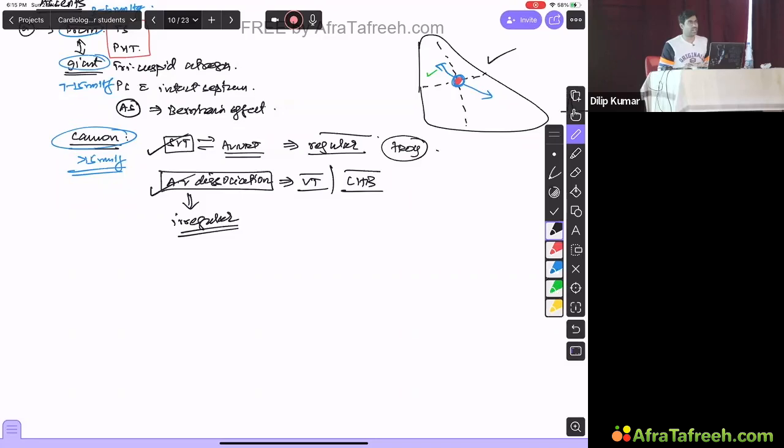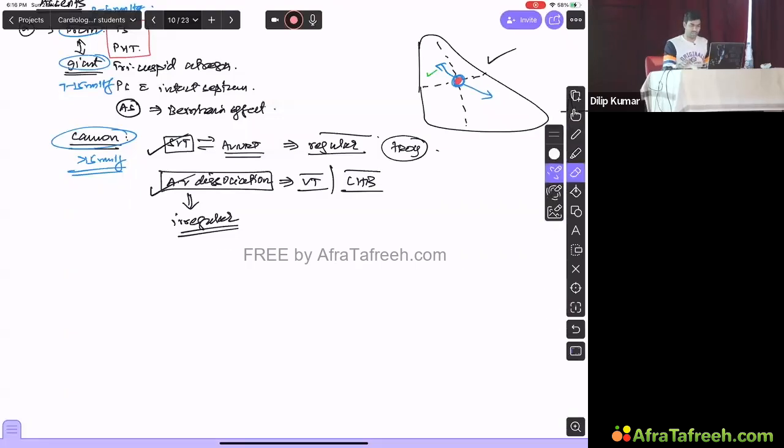So what is the frog sign? Like a frog during winter and during the rainy season, they puff their vocal cords like this. We have seen frogs, right? They do this with the vocal cord to attract the females. Do you remember? Something like that happens, no? In these patients, the JVP is expanding in the neck.